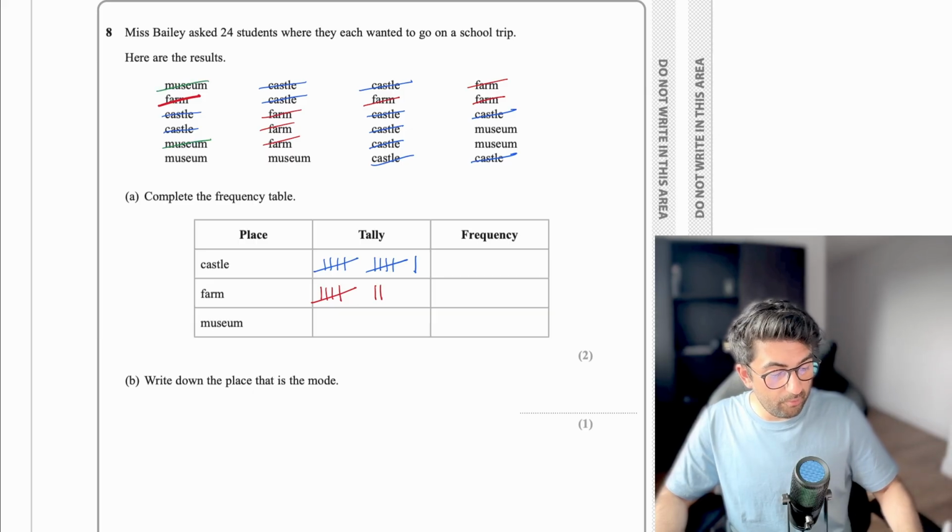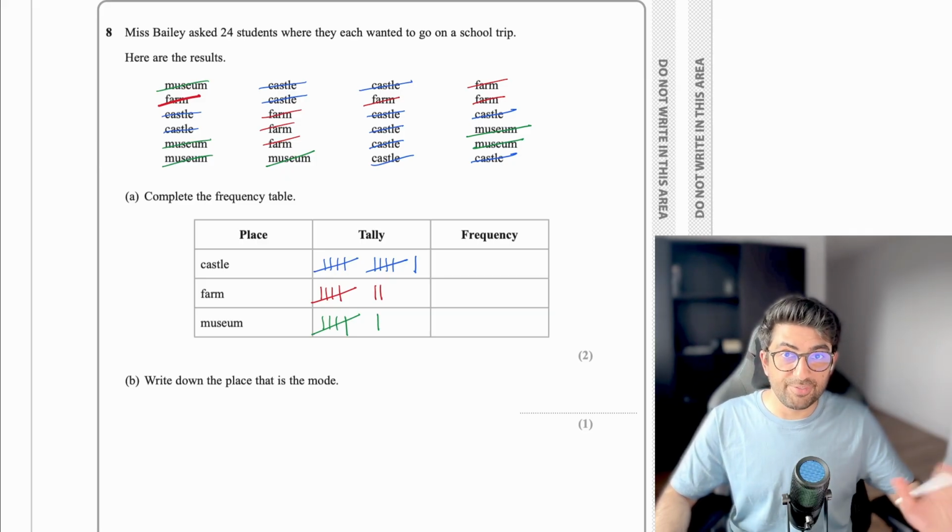And lastly, the students that want to go to the museum. 1, 2, 3. 4. Again, tallying 5, cross through. And 6. I've got all of the students tallied.